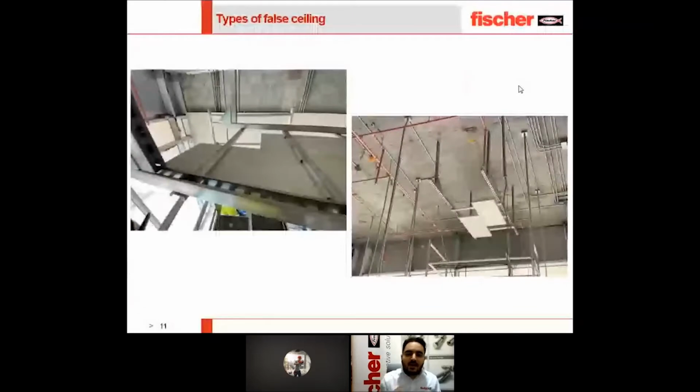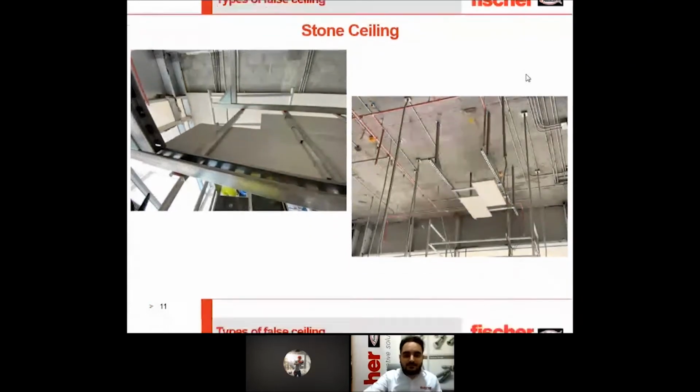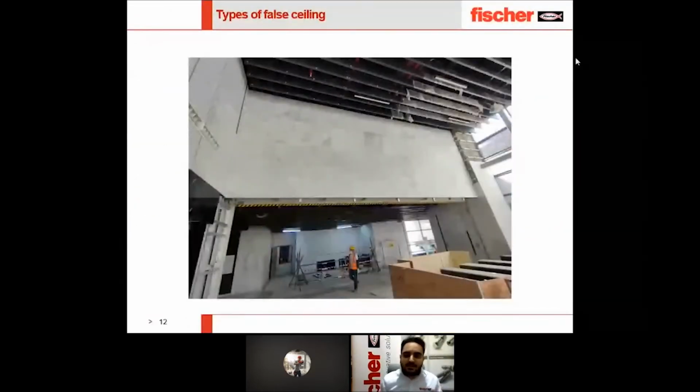And also we have a new type here, we call the stone ceiling. This is a complete system from Fischer, the facade system and the Fischer installation system. This is comprehensive for both systems, and we developed this special solution for a particular inquiry from the client. Also, this is another picture of the baffle ceiling with stone cladding. This is also the stone cladding from our facade system.